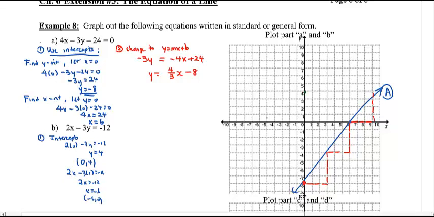6, 0, 0, comma 4. There is b. Or if you want to change it to y equals mx plus b format, 2/3 x plus 4 2/3. 1, 2, 3 to the right, 2 up. Yeah.